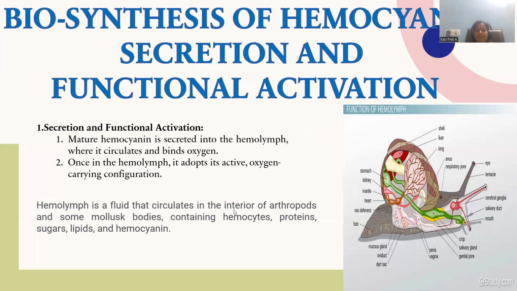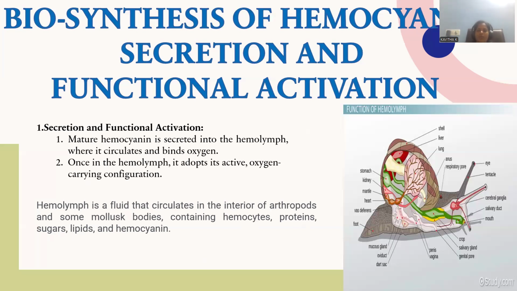Hemolymph is the fluid that circulates in the interior of arthropods and some molluscan bodies, containing hemocytes, proteins, sugars, lipids, and hemocyanin as well, right? So that is the circulatory fluid, especially in arthropods and molluscans. Within this hemolymph you can observe several components. One is the hemocytes, cells accompanying the circulatory fluid, and proteins also take part in that composition. Sugars are also located there. Protein must bind with the sugar so that glycolysis is possible, and lipids are nothing but fats.